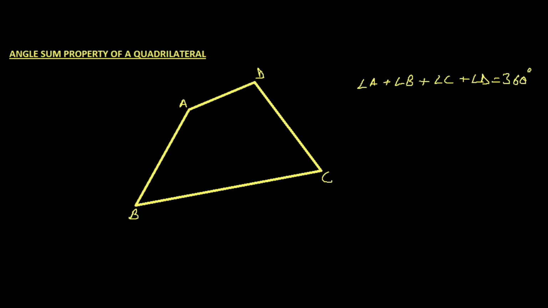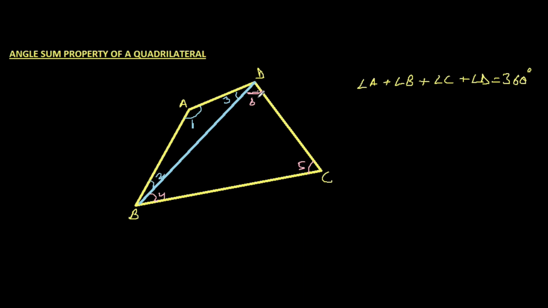So how about doing a small construction? How about drawing a diagonal, say diagonal BD. So this is the diagonal that I have. Now I have a couple of angles here. So let me call this angle 1. I'll call this angle 2. I'll call this angle 3. I'll call this angle 4. I'll call this angle 5. And I'll call this angle 6.